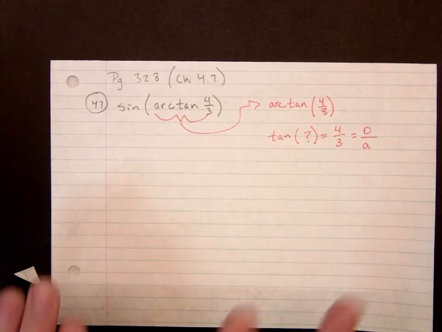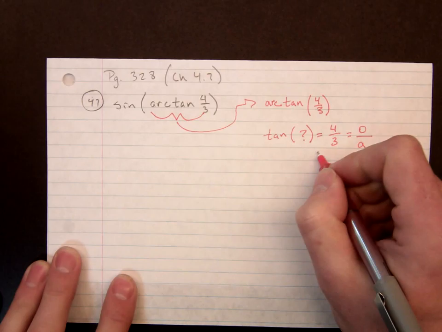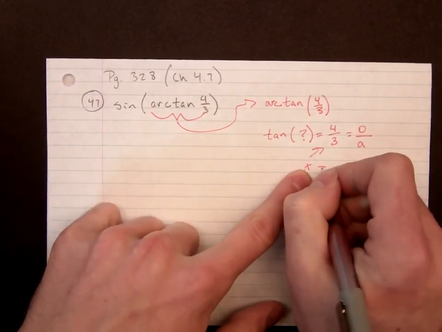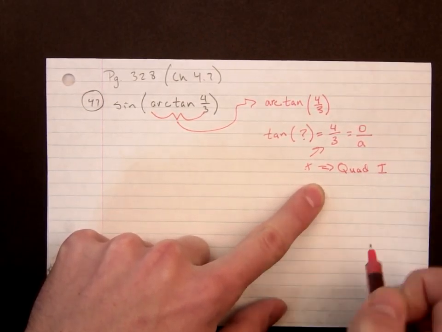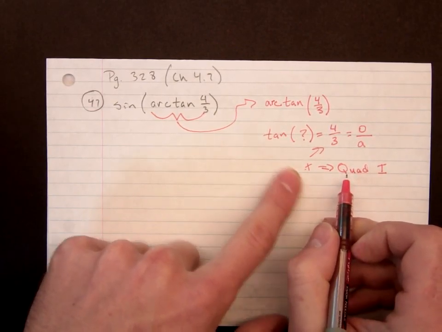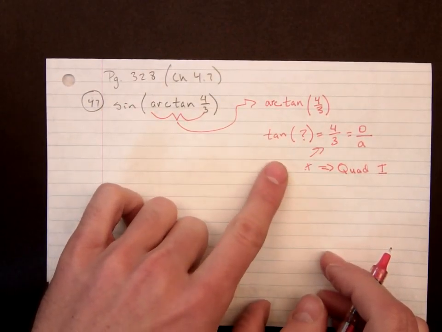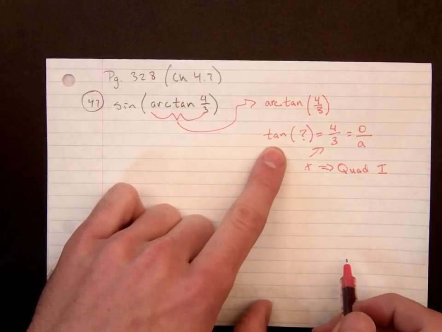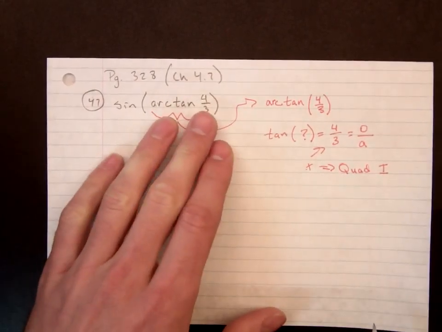Now I need two things here to make sure that I get the correct angle. One is that I notice that tangent is positive, therefore I automatically know I'm going to be in quadrant 1. If you look to the places where tangent exists and is allowed to have an inverse, the only place where tangent is positive is in quadrant 1.